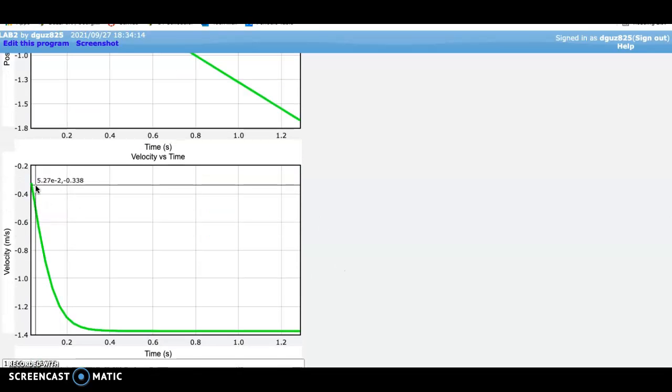And here we can see that velocity is decreasing exponentially until it reaches a point of negative 1.38, meaning that is the terminal velocity.